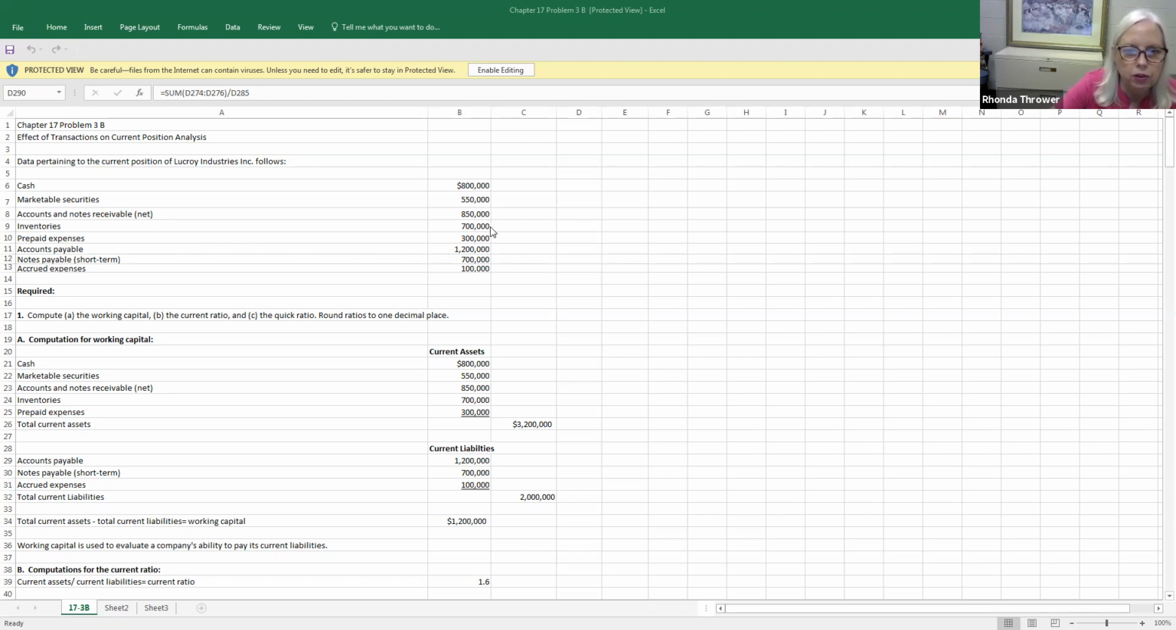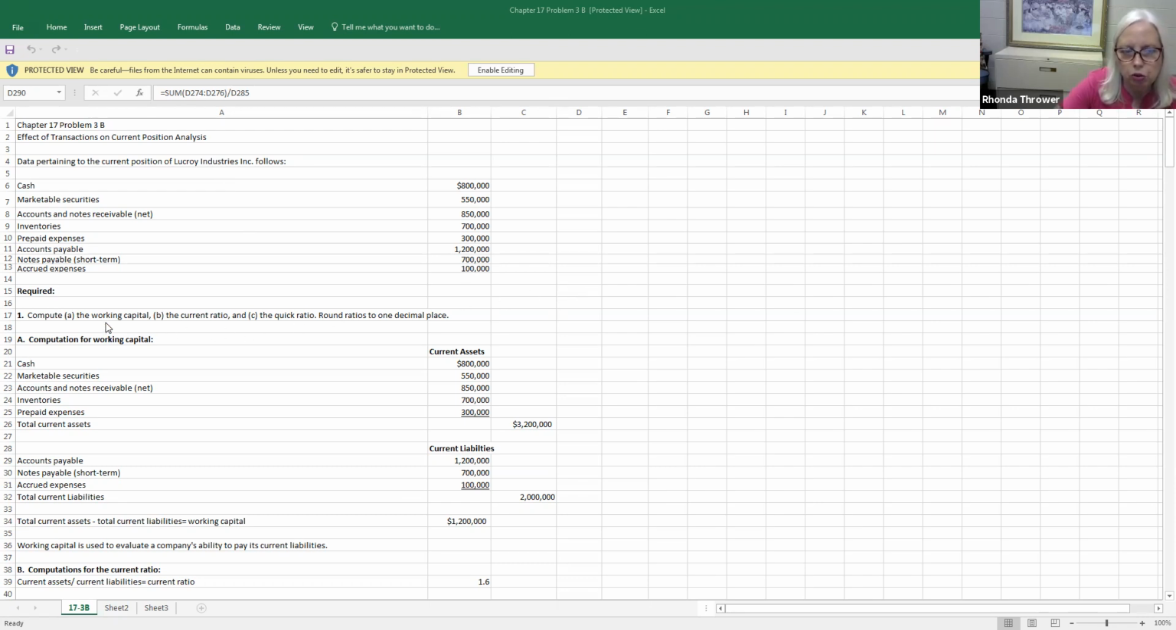Our inventories are $700,000, prepaid expenses $300,000, accounts payable, which is your current liability, of $1,200,000, and then notes payable, short term, is our current liability amount of $700,000, as well as accrued expenses. Your accrued expenses are your liabilities that result from your accrual adjusting entries, and these are going to be current. So all of these are examples of current assets and liabilities for LaCroix Industries.